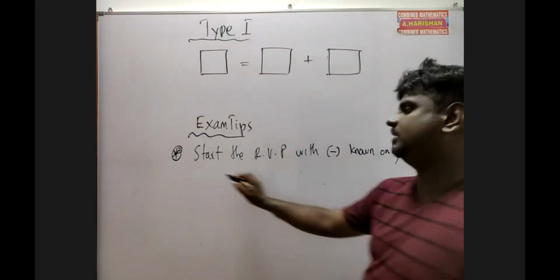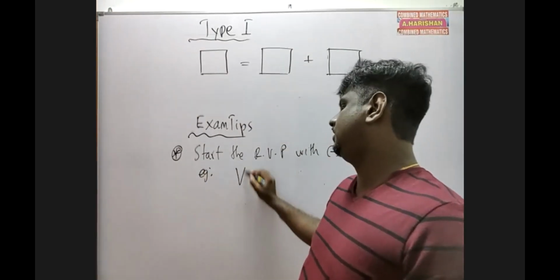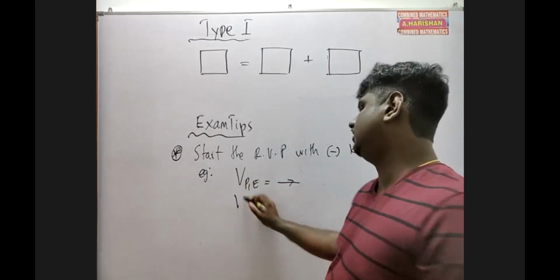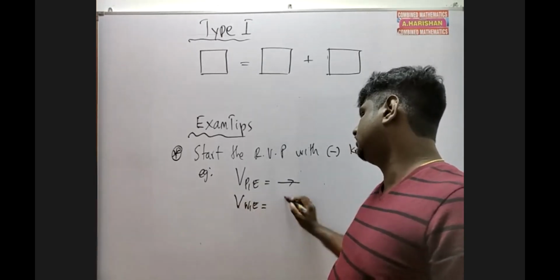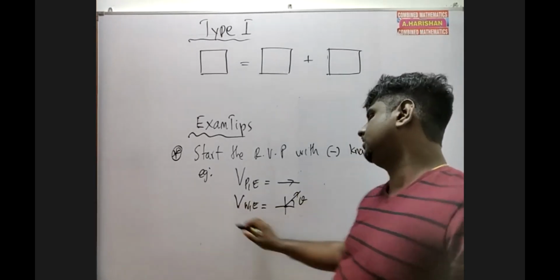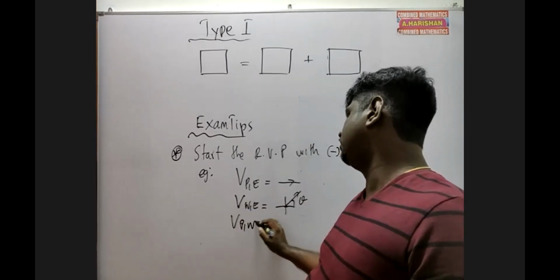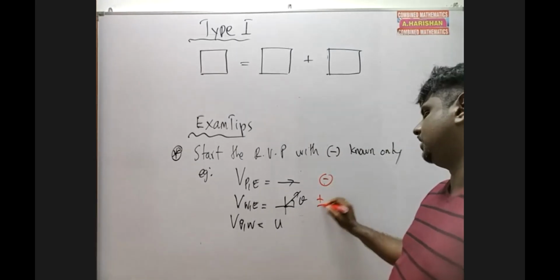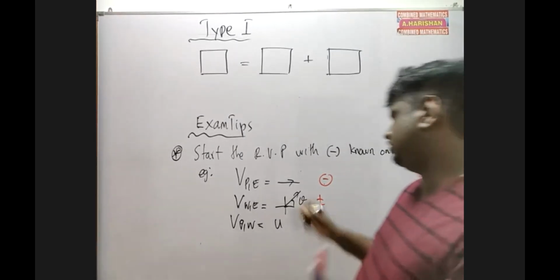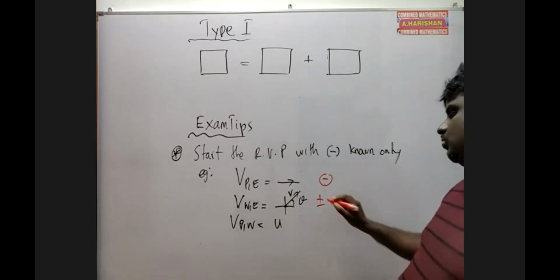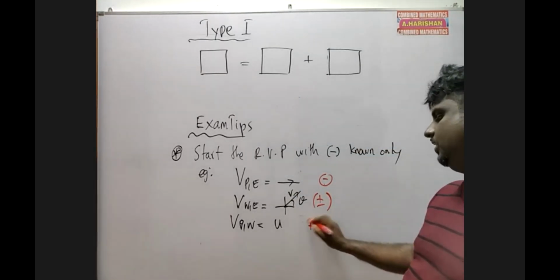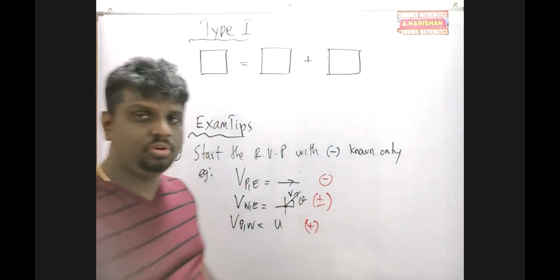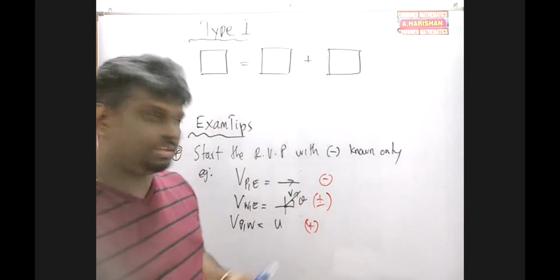For an example, say velocity PE something like this, velocity WE something like this, and velocity PW something like U. So see, this is minus, this is plus, this is UV, plus or minus, and this is plus only. So now, after reading the scenario, you got something like this.